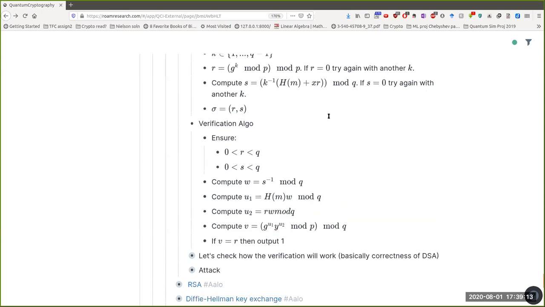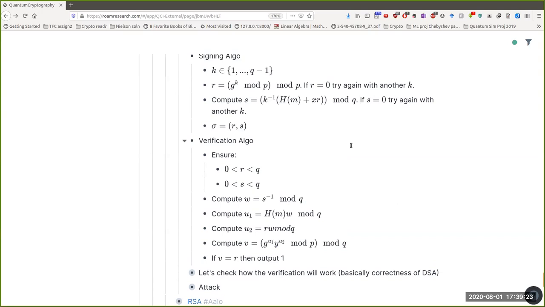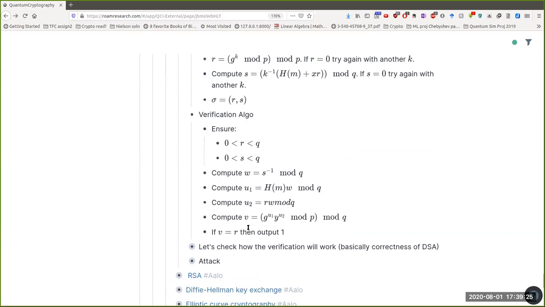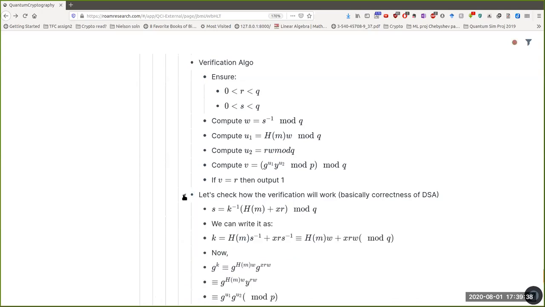And when you're dealing with cryptographic algorithms, there's a concept called correctness of an algorithm. Just because somebody gave you an algorithm and said that in the verification stage, if V is equal to R then it is a valid signature, no, you should also verify the correctness of this algorithm. Why is this algorithm actually working? So we'll see that.